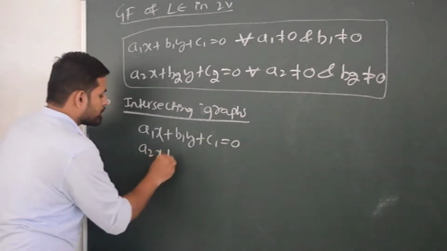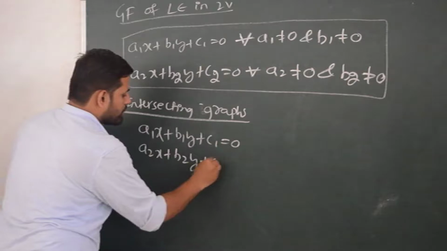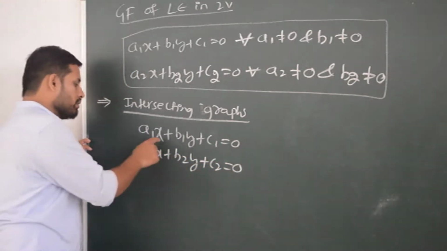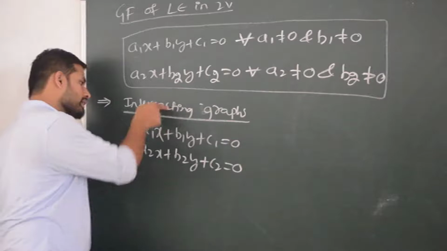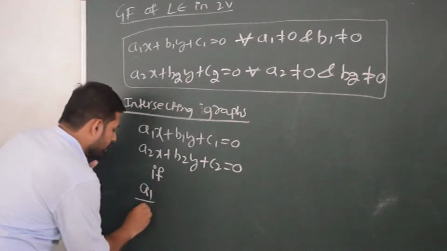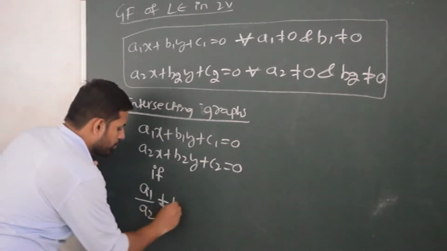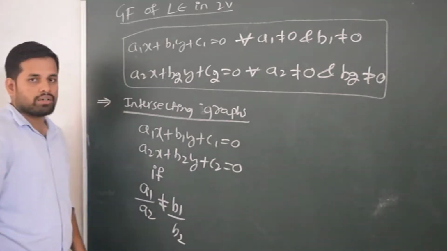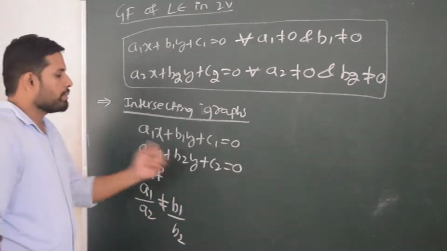That is like a2x plus b2y plus c2 is equal to 0, right? So these are the two equations I have. Now the graphs of these two equations are intersecting lines if a1 by a2 is not equal to b1 by b2. a1 by a2 is not equal to b1 by b2. I know you may not be understanding this.